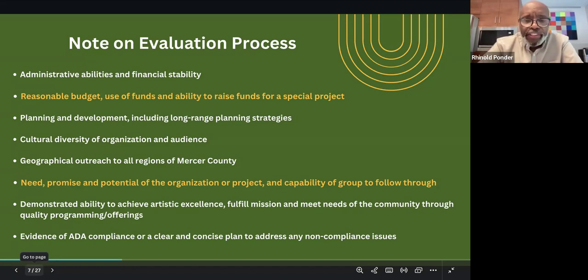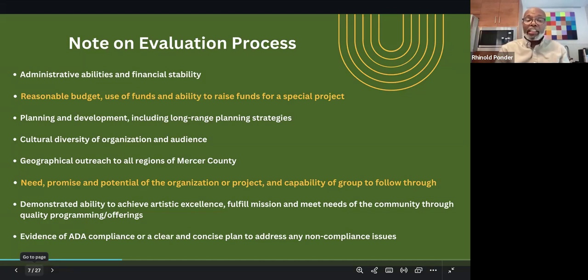When the panelists receive your application, there are certain things they must look at, and I've highlighted the two that are related to the budget. One, they're required to determine whether your budget is reasonable, how you're going to use the funds, and your ability to raise funds for the special project. I'm sure you're hearing me that this is why I went through the mistakes first, because we want an application that addresses these concerns.